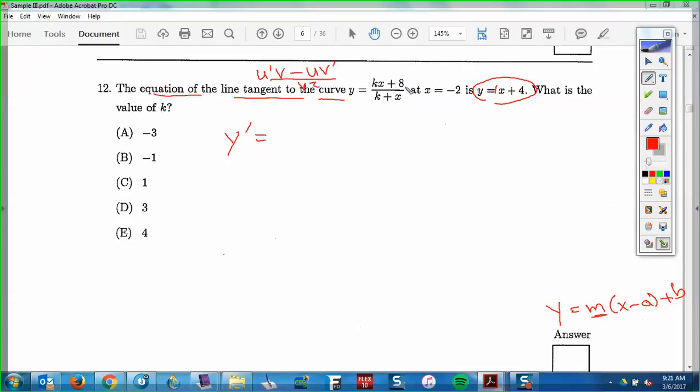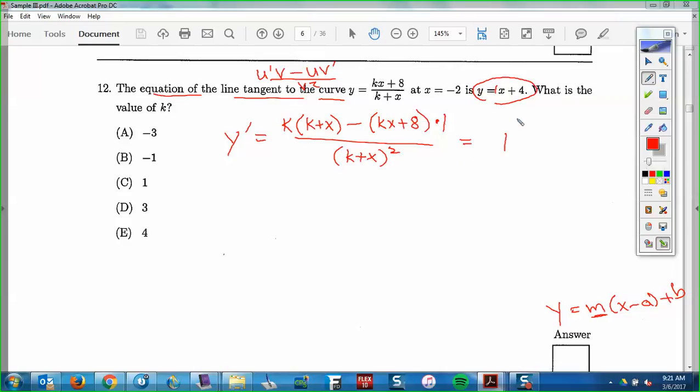So u prime, the derivative of the top, would be k, times the bottom left alone, minus the top left alone times the derivative of the bottom. What's the derivative of the bottom? 1, because k is just a constant, so it goes away. Here k is in front. All over the bottom squared. Now, what else can I do here? Right, I know that's got to equal 1.